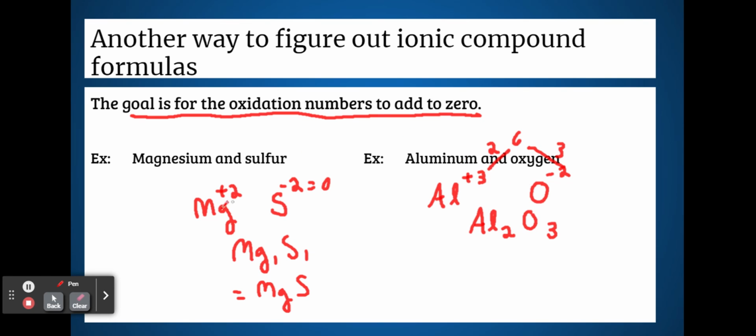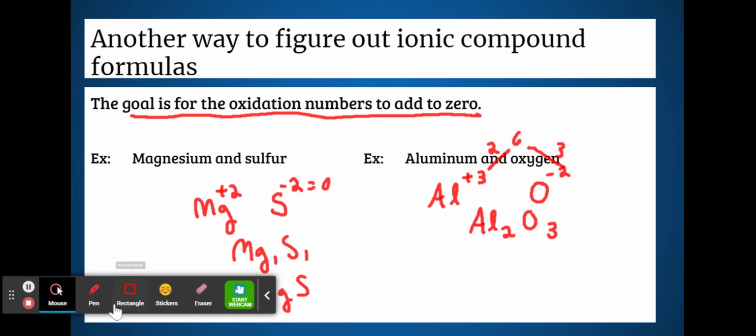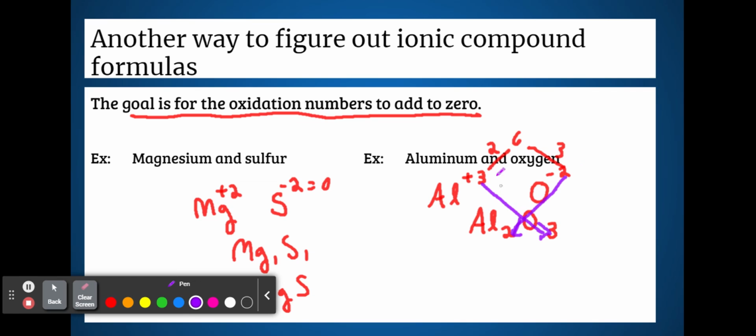Or another really tricky way of looking at this is: look at the charges, make them subscripts. Flip the charges, make them subscripts. The 2 can go with the aluminum, the 3 can go with the oxygen. Al2O3. And the charges don't carry down because we're looking for how many ions, not the number of electrons it gained or lost.